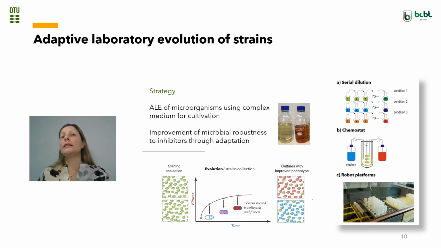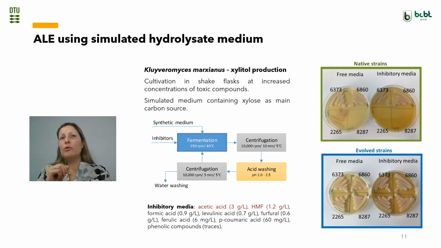The ALE method can be performed in different ways: in sequential dilution in flasks, or using a chemostat, or even in robot platforms. The idea is to increase the tolerance of the strain step by step when we increase the concentration of toxic compounds in the medium. I have included here two examples. One is using a simulated hydrolysate medium.